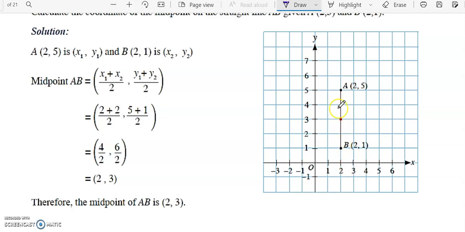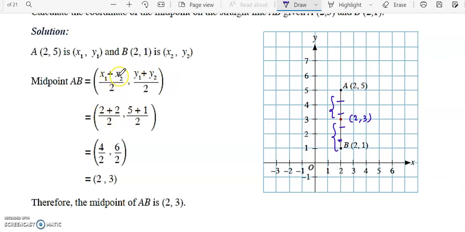Why? Because this is a vertical line. As coordinates, it will always stay the same. So you can see here, which is 2 and then 3. You just calculate the distance here and then there, and they should be equal. So actually you can also use the formula.